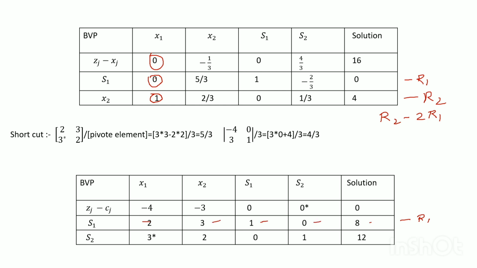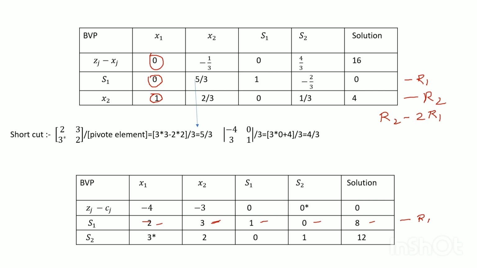How do I use row column operations for changing to the new table? Now I do not use this process. I use the shortcut method: 2 3 and 3 2, because 3 is my point, with the pivot row and pivot column. The pivot row element is 2, and 2 3, and I divide by the pivot element.